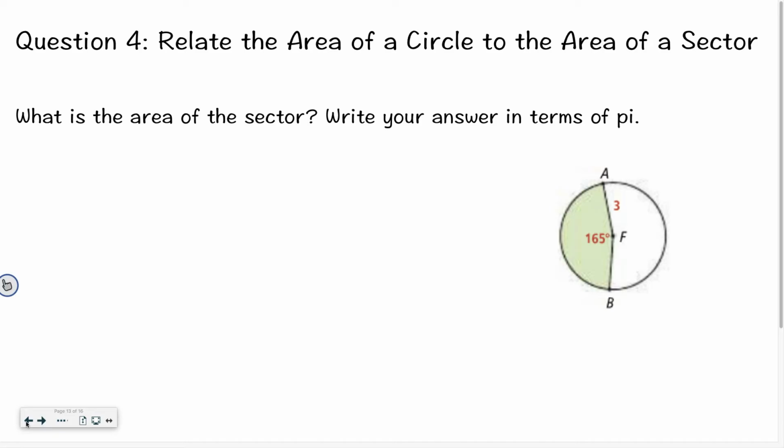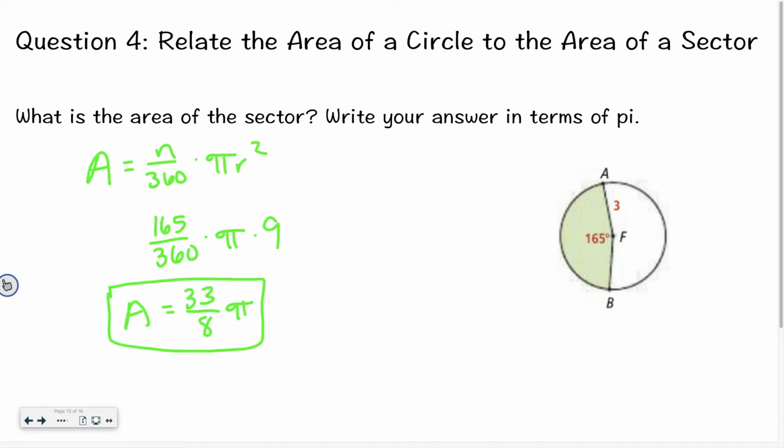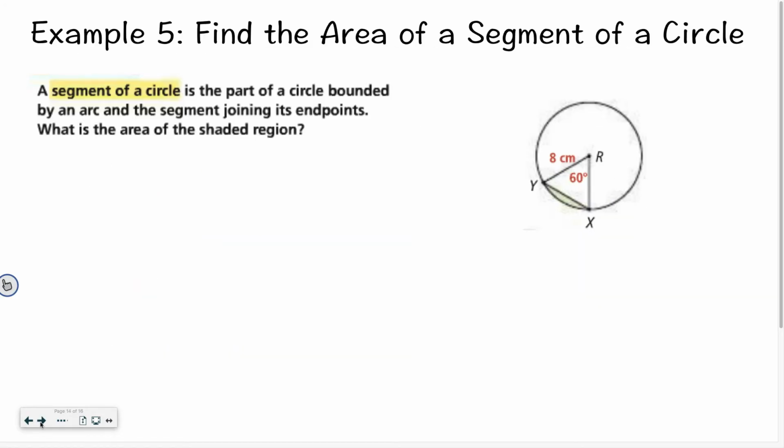Good luck. All right, hopefully for this problem, you plugged in 165 in the place of n, and you plugged in 3 for the place of r. And once you simplified that, you should have ended up with 33 over 8 times pi as your answer. If not, please be sure to reach out for some help.